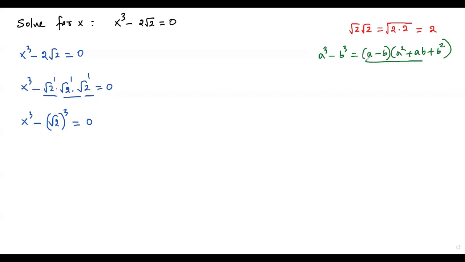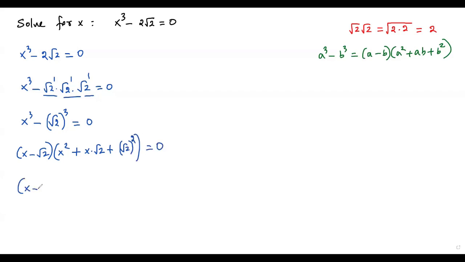The same factor form we have to write for this one, because it's in the form of a cube minus b cube. In place of a we have x, and in place of b we have square root of 2. So in this factor form, you have to replace a by x and b by square root of 2. Let me continue. So we have x minus square root of 2, that is a minus b. Then for a square we have x square, and for positive ab, we have x for a and square root of 2 for b. Positive b square means we have square root of 2 the whole square, equals 0.